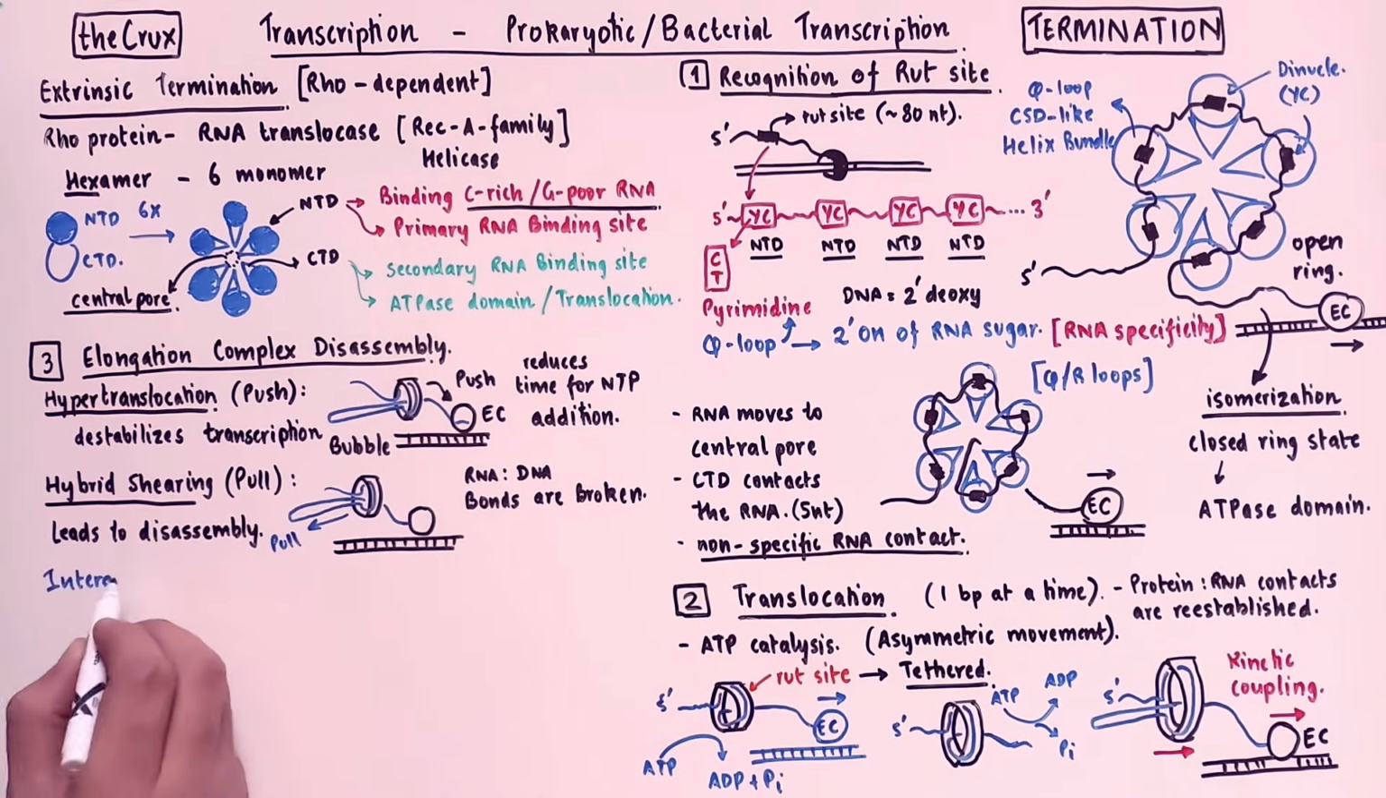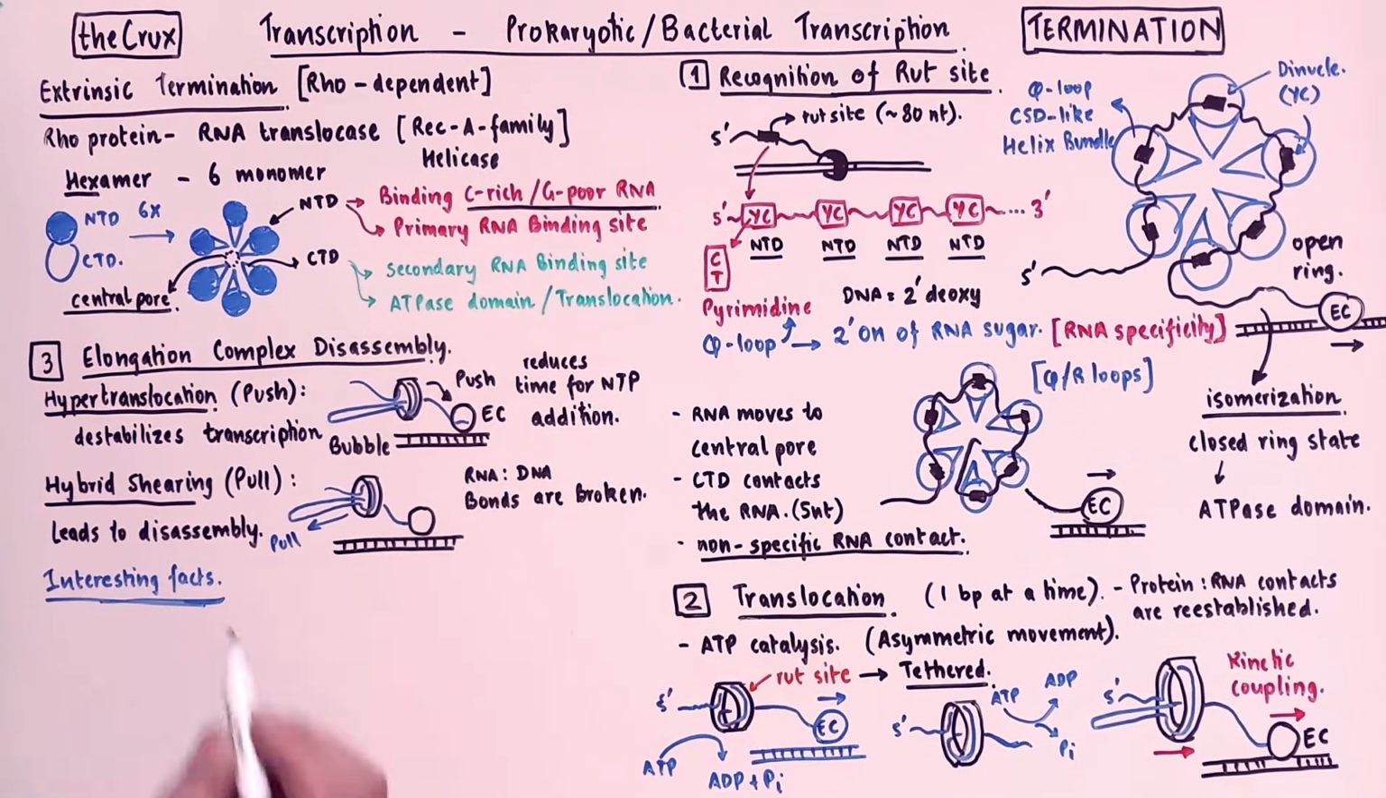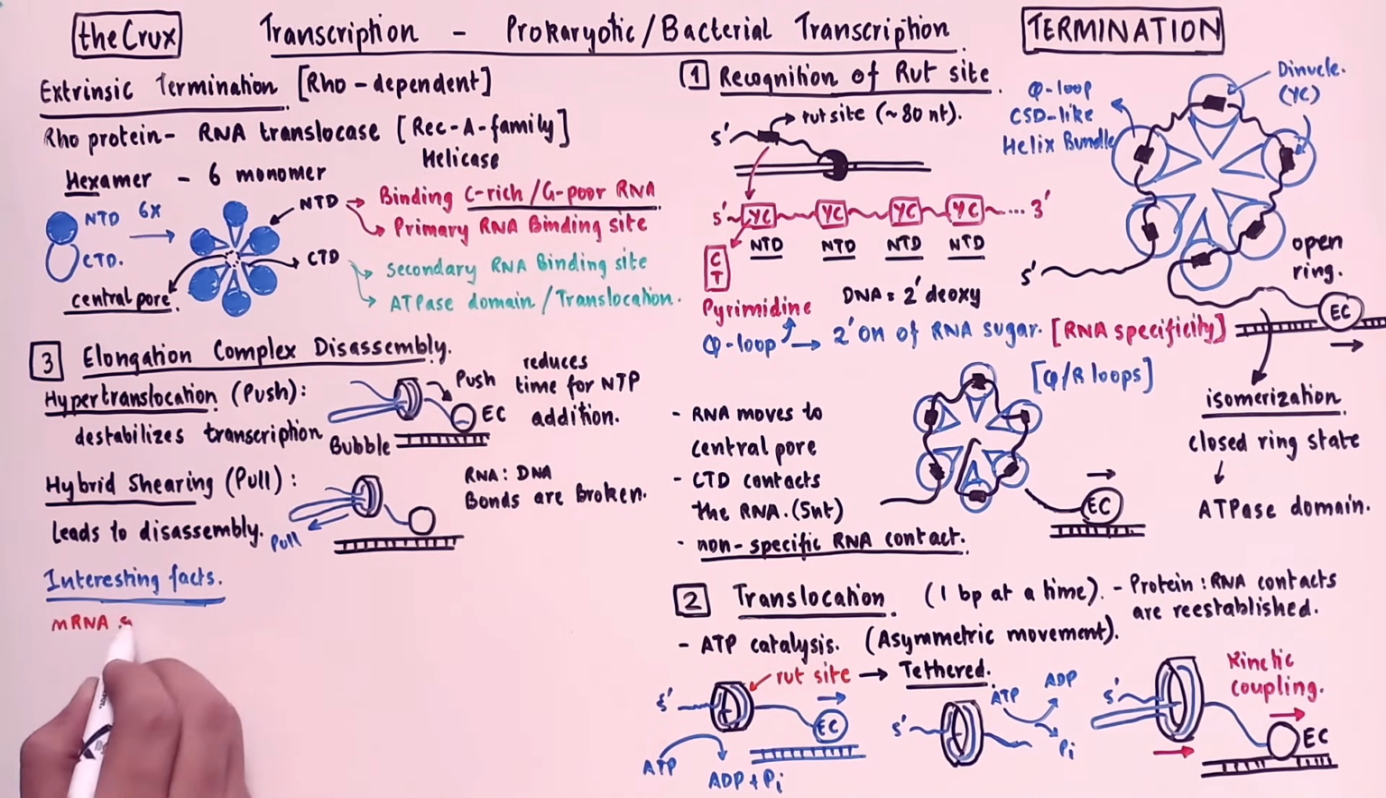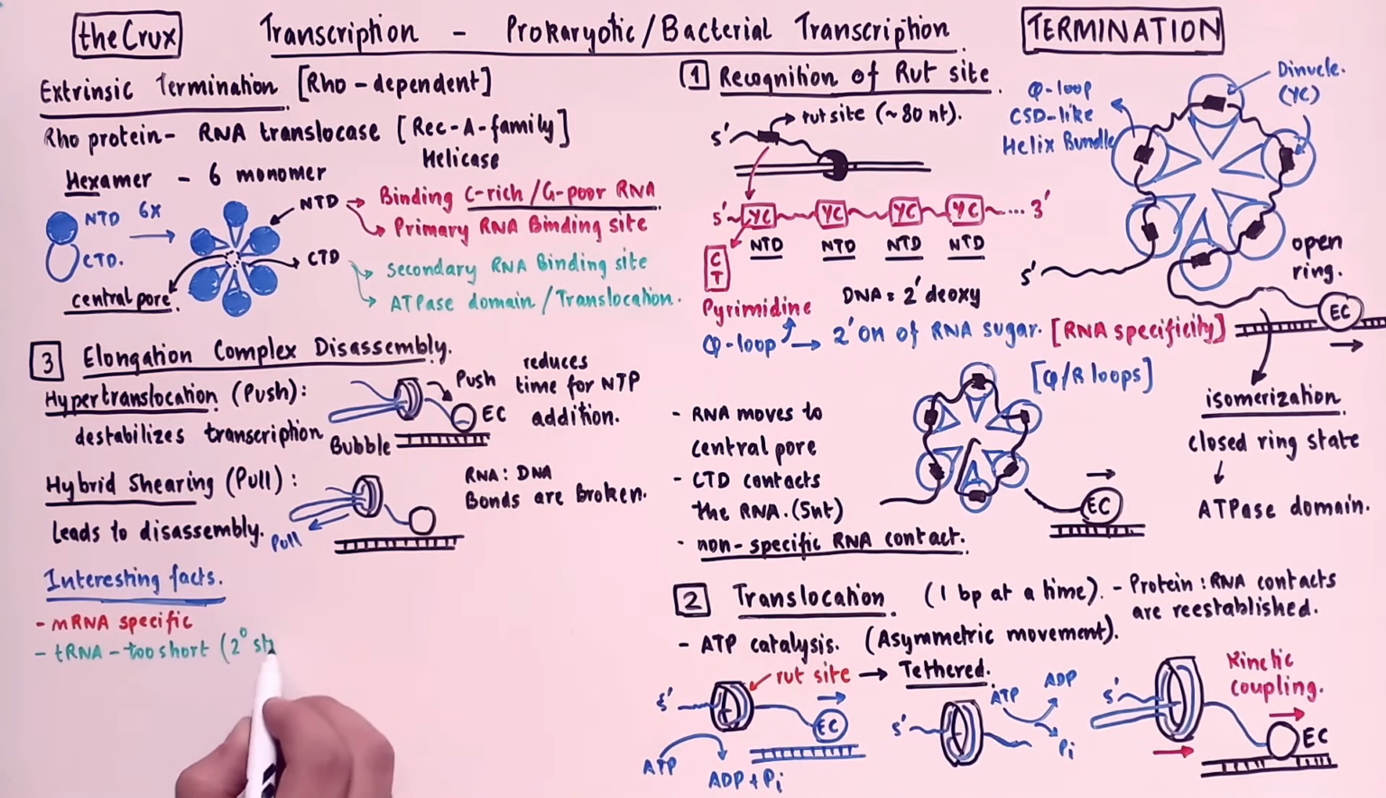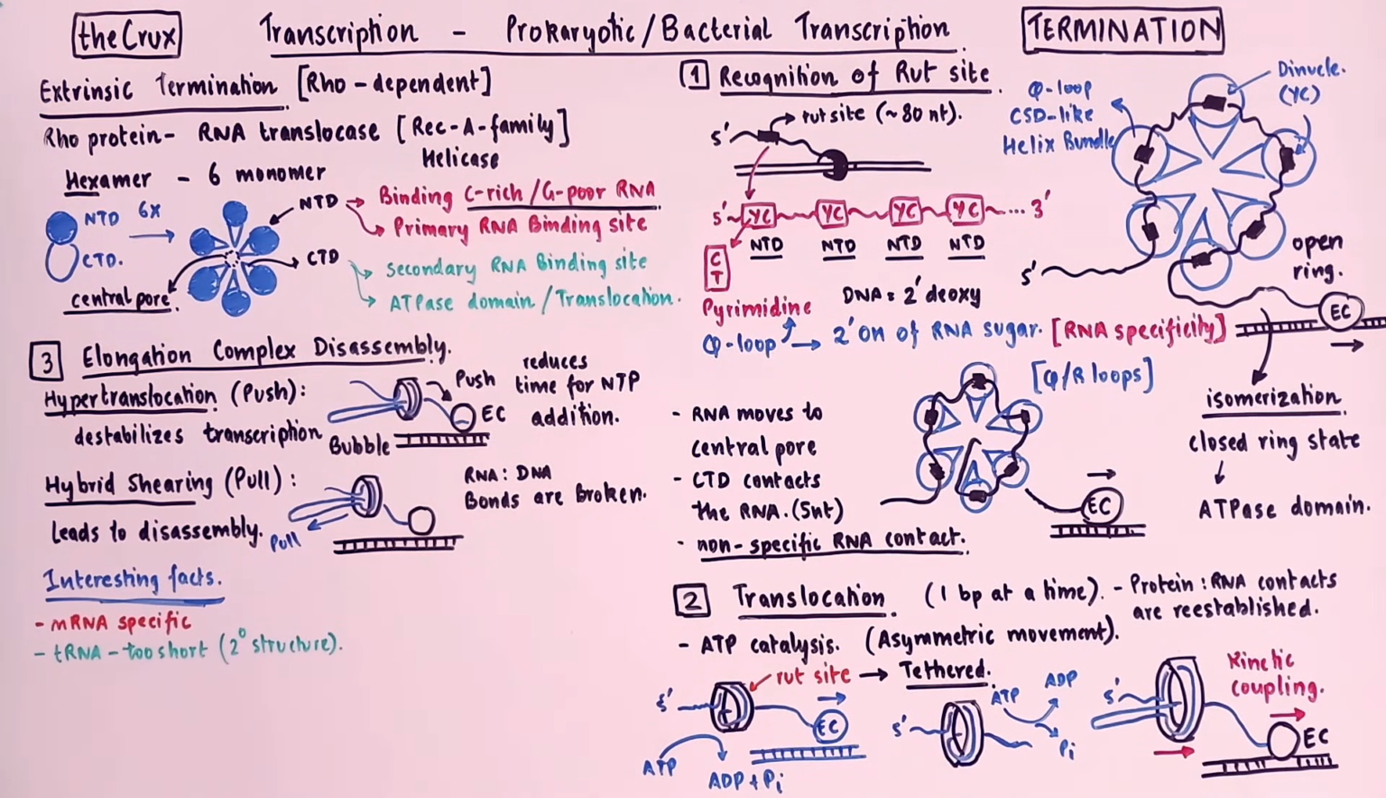Before we end this video, I wanted to leave you with some interesting facts about the Rho-dependent termination. First, that it is highly specific to the messenger RNA. In case of tRNAs, they're too short for the Rho protein to act, and in addition they have many secondary structures that would prevent Rho translocation. The rRNA, on the other hand, also has a lot of secondary structures, and on top of it, ribosomal RNA has these anti-termination sequences known as NUT sites, which stands for N-utilization sites.